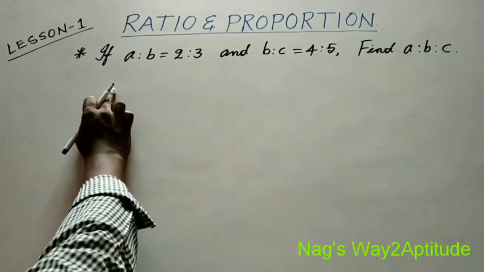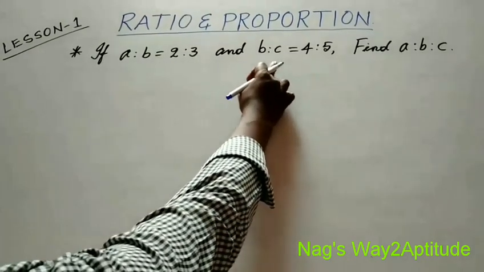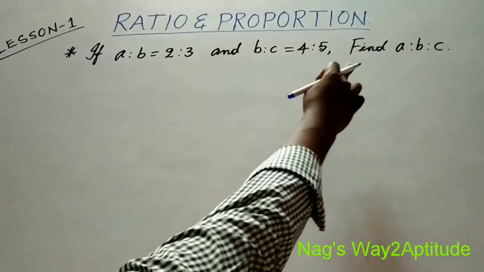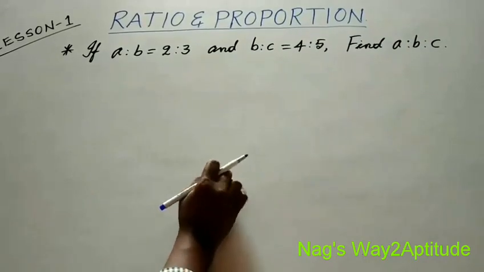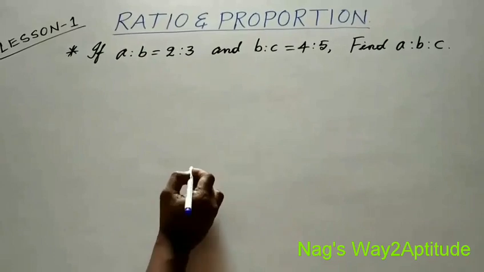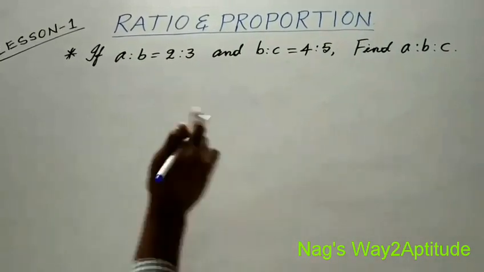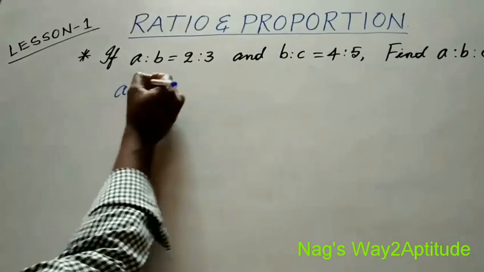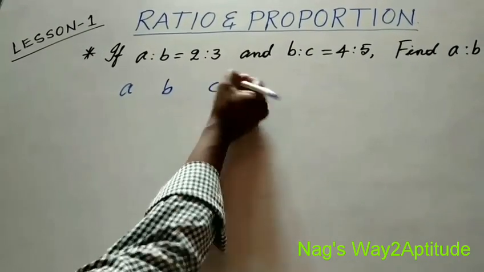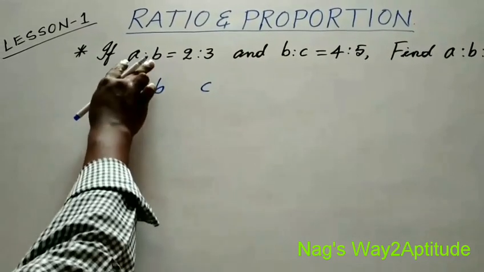The first problem is, if A is to B is equal to 2:3 and B is to C is equal to 4:5, find A is to B is to C. This is a very fundamental question. So now let us see how to solve it. You need to find out A is to B is to C. So write A, B and C. So what are the values of A and B?